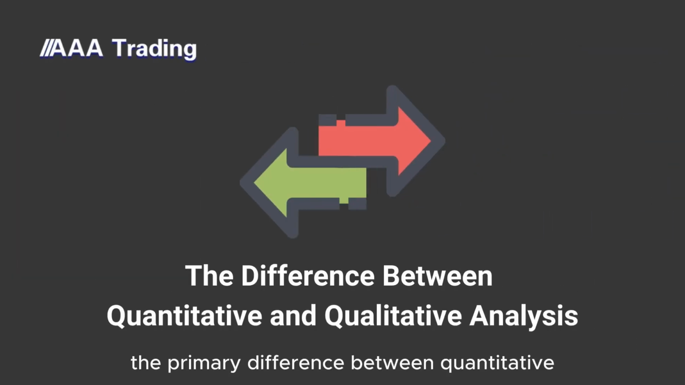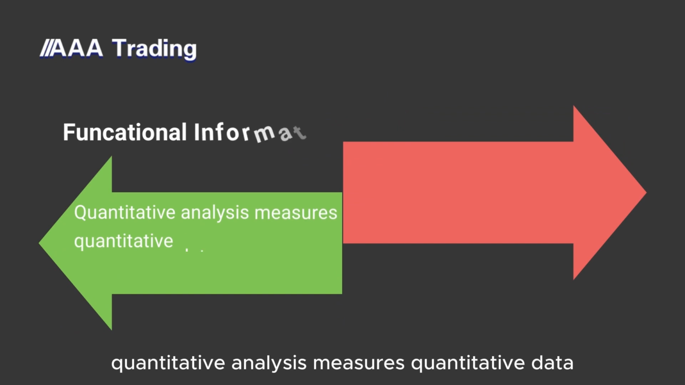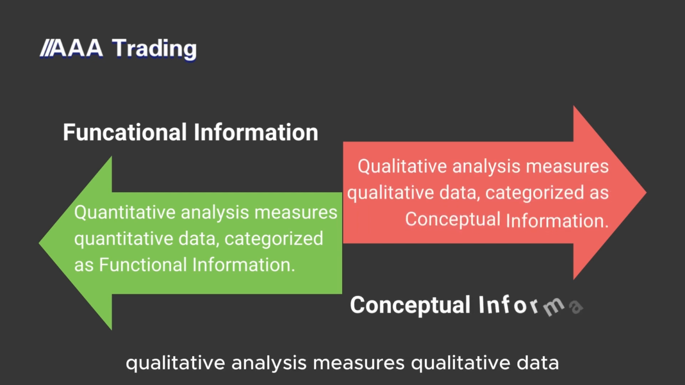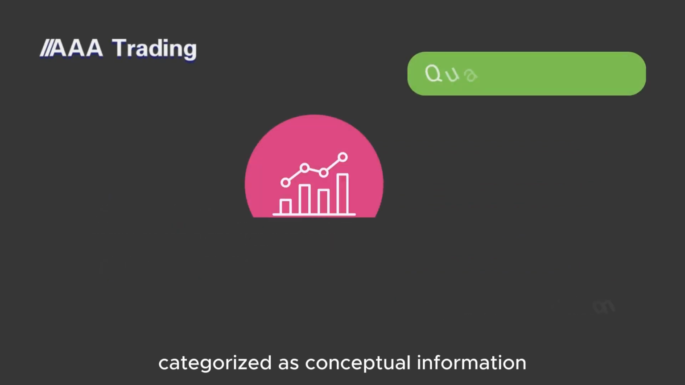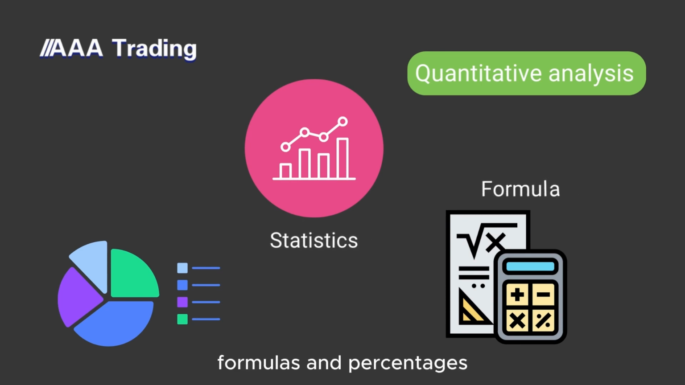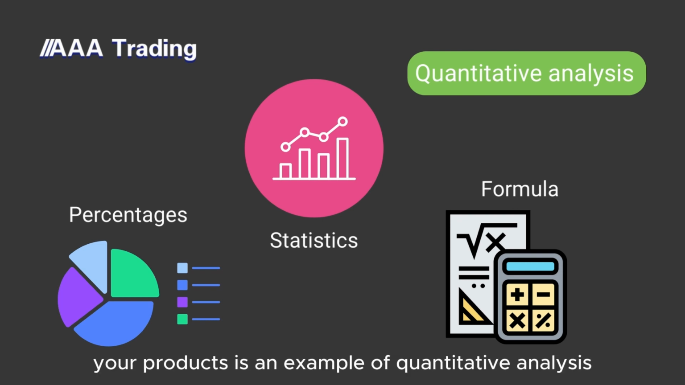The primary difference between quantitative and qualitative analysis is the types of data you seek to examine. Quantitative analysis measures quantitative data, categorized as functional information. Qualitative analysis measures qualitative data, categorized as conceptual information. Quantitative models use metrics based on facts and numerical figures, such as statistics, formulas, and percentages. Calculating the sales revenue of one of your products is an example of quantitative analysis.